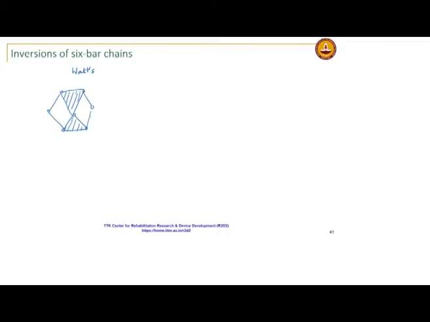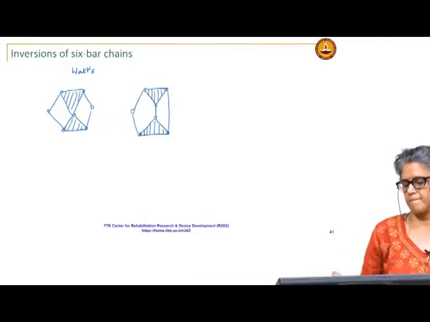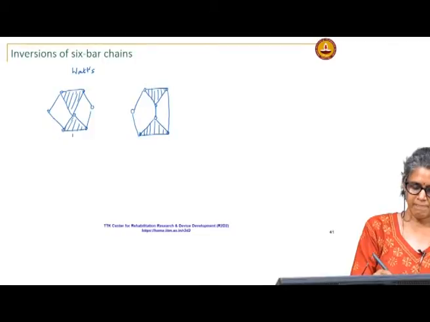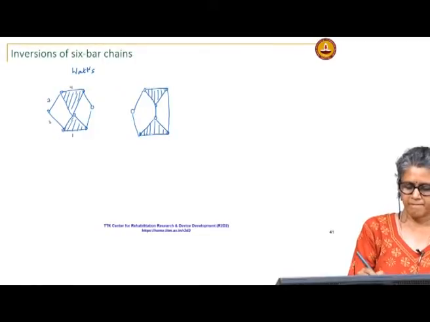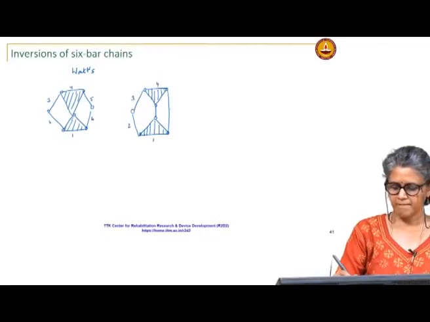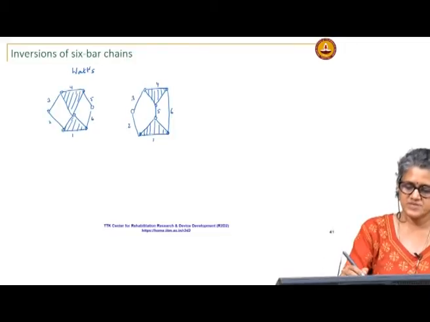That is your Watts chain. Then the Stephenson's chain, you have the 2 ternary links separated by a binary link. Okay. So, again, this is the Stephenson's chain.